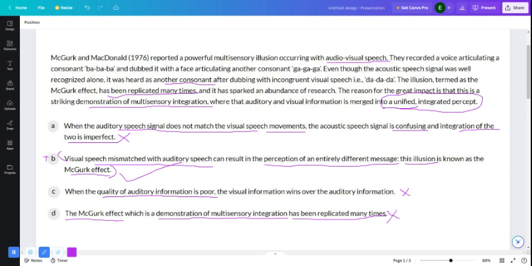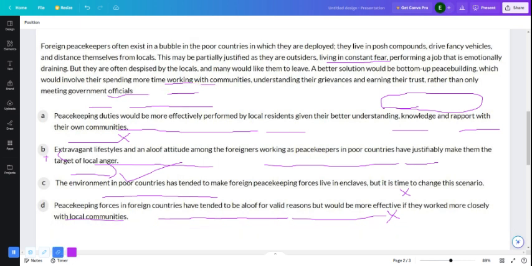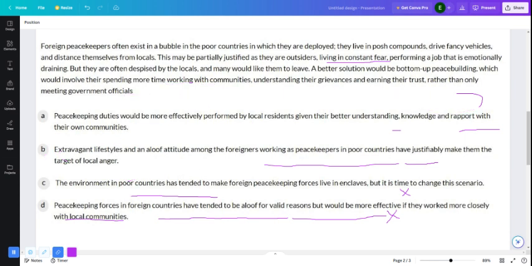Okay, so let us move to the second para summary that is there. Let me erase this one.